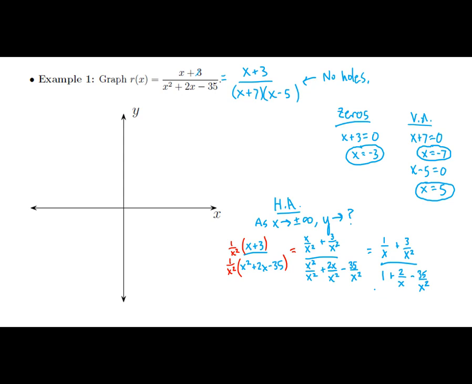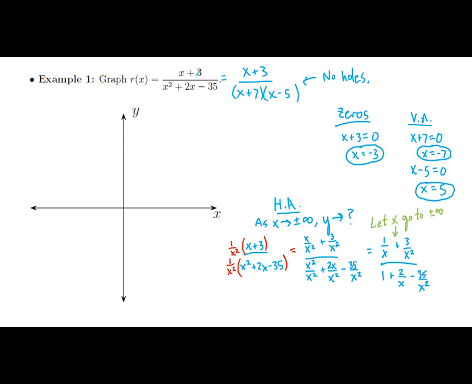And the reason I like doing that is because now I'm going to do the same thing I had already written up here. I'm going to let x get really, really big. Okay? And if x gets really, really big, that's going to affect all these terms, but the 1 is going to stay the same. So let's just analyze what is it exactly that happens if we let x go to plus or minus infinity.